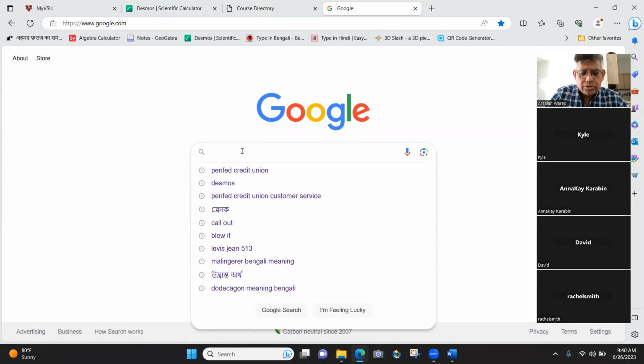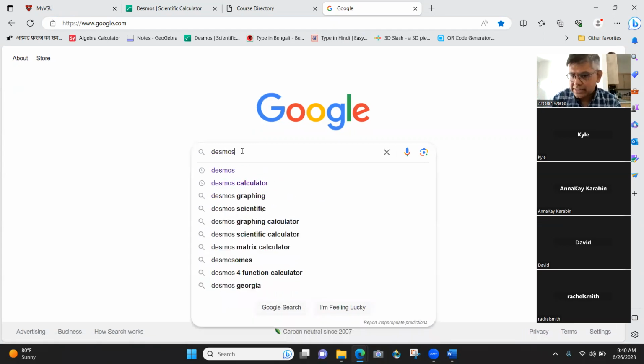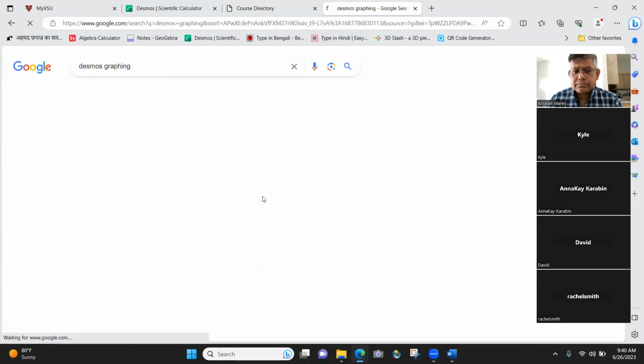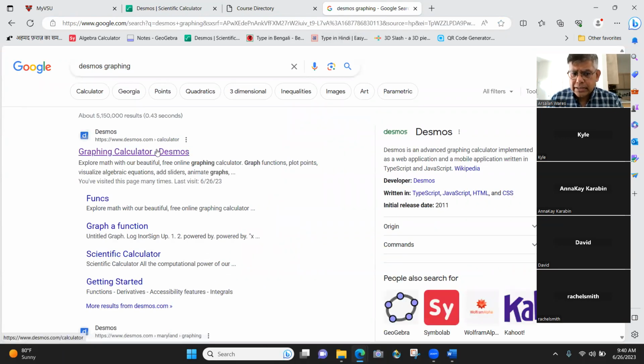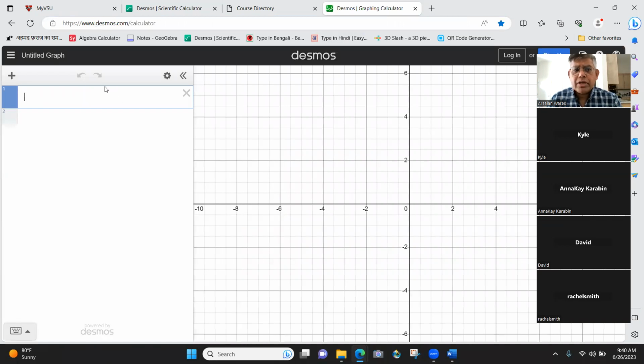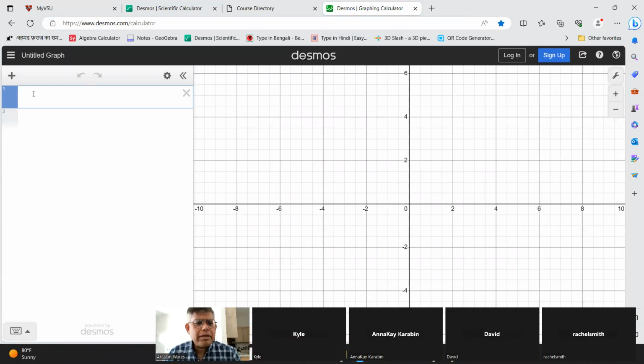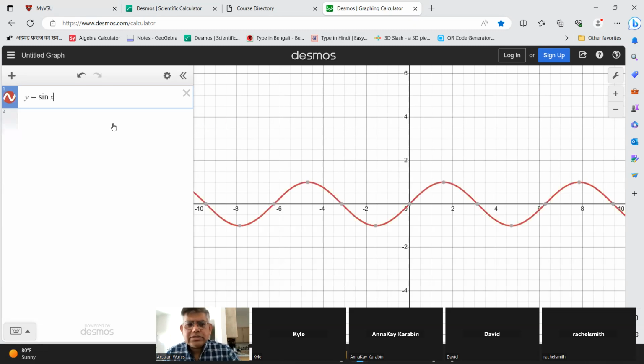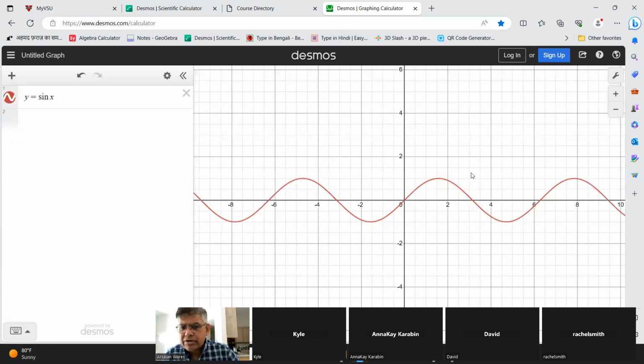So you go to Google, you type in Desmos, and you want graphing. You click that, and you're here. Let me just do it, then I'm going to explain it to you. y equals sine x. This is what you get when you type in y equals sine x. This is the graph of the sine function. Let's just stick to that.